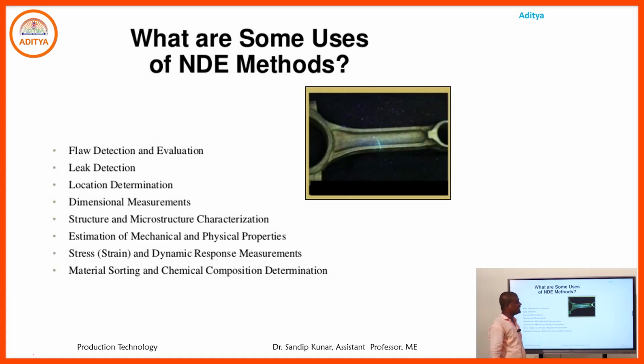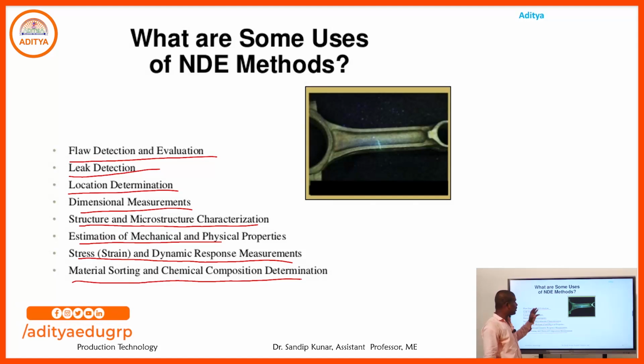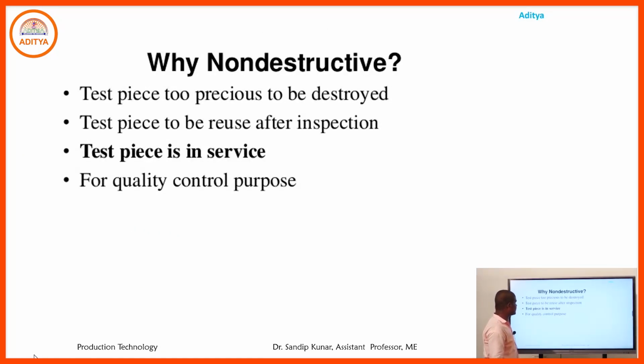What are some uses of NDE methods? First, flaw detection and evaluation, leak detection, location determination, dimensional measurements, structure and microstructure characterization, estimation of mechanical and physical properties, stress and dynamic response measurement, material sorting and chemical composition determination. Based on that, we decide whether the weld joint is good or bad. That is the non-destructive testing method, where no damage takes place to the welding joints.